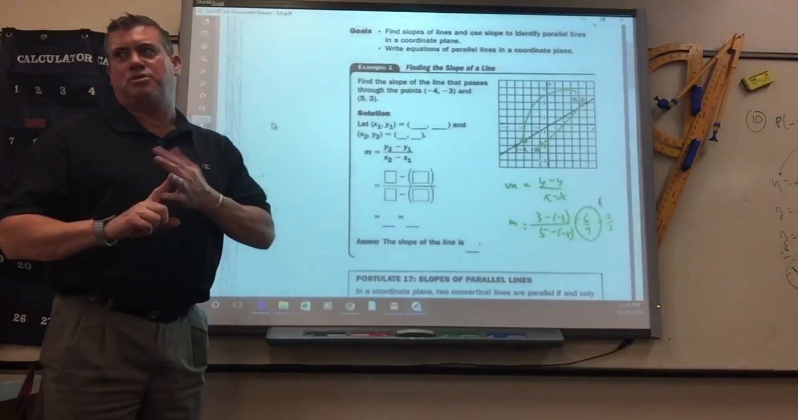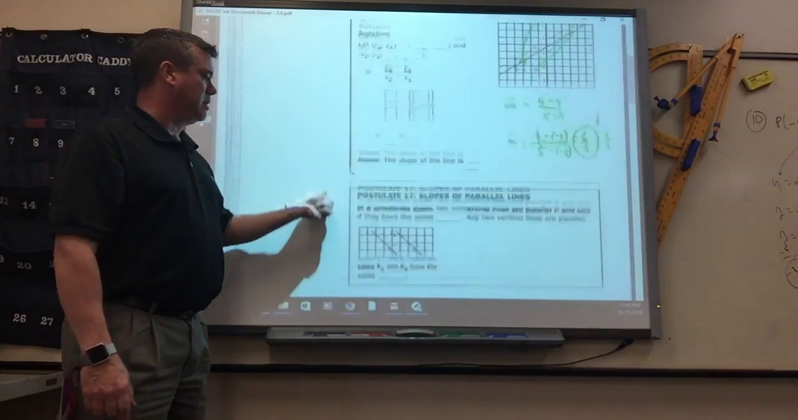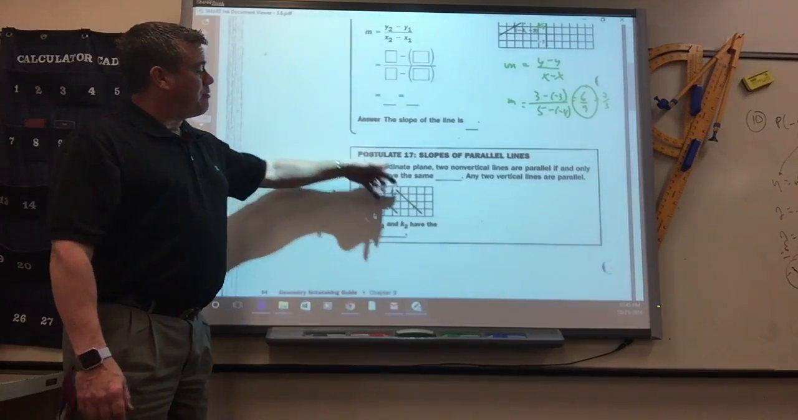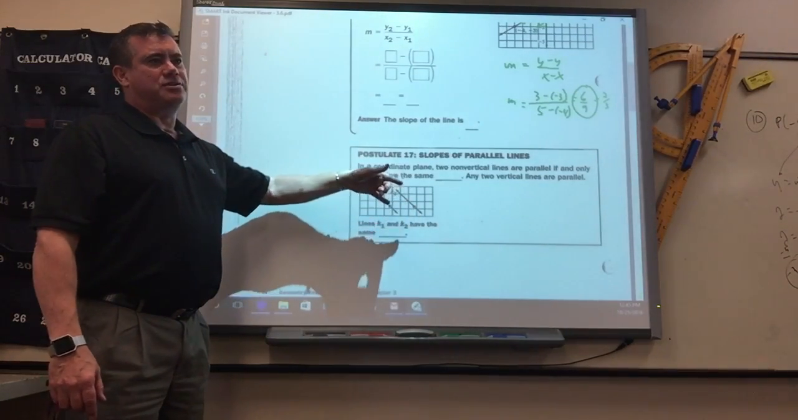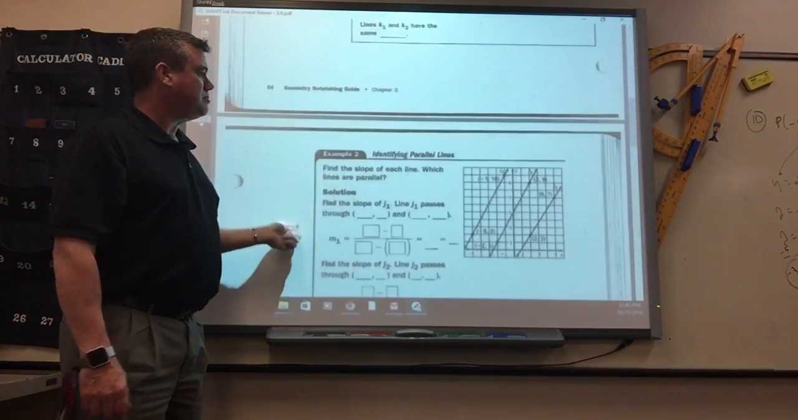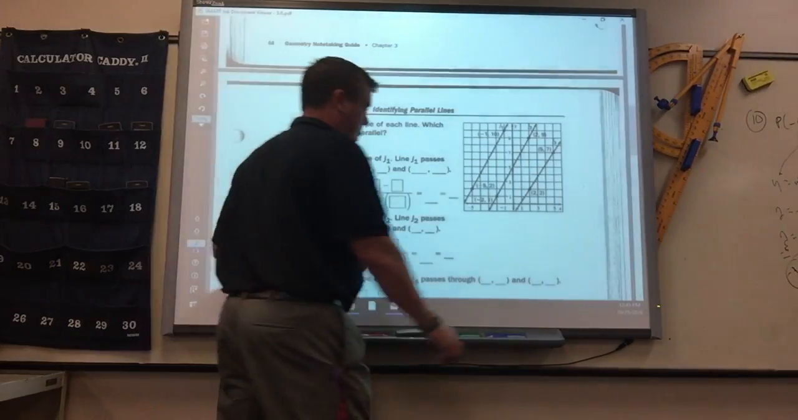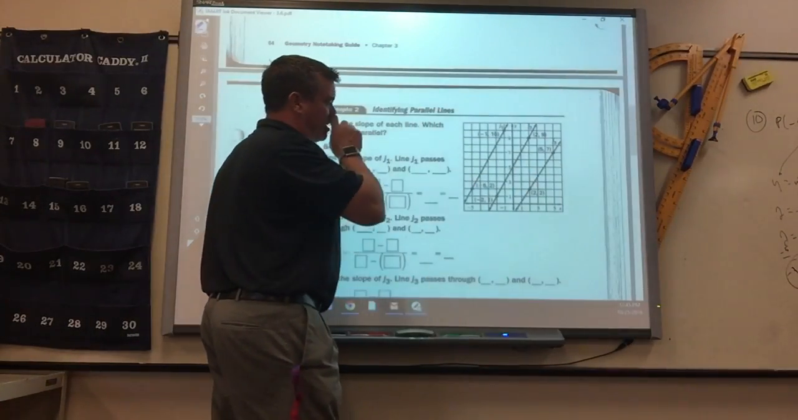So finding the slopes should be easy enough, right? It's usually just writing the equations that's the hardest part. Remember, if any two lines are parallel, they've got to have the same slope. You've got to have the same rise over run. So we've got 3 lines here. They're wondering which ones are parallel. So you just have to find the slope of each line.